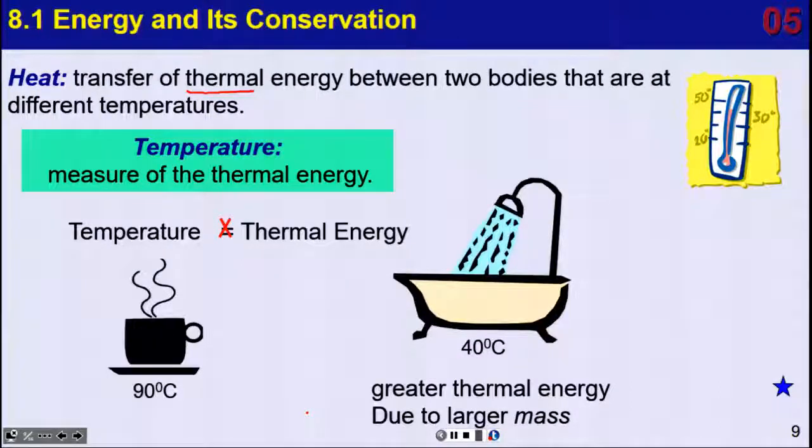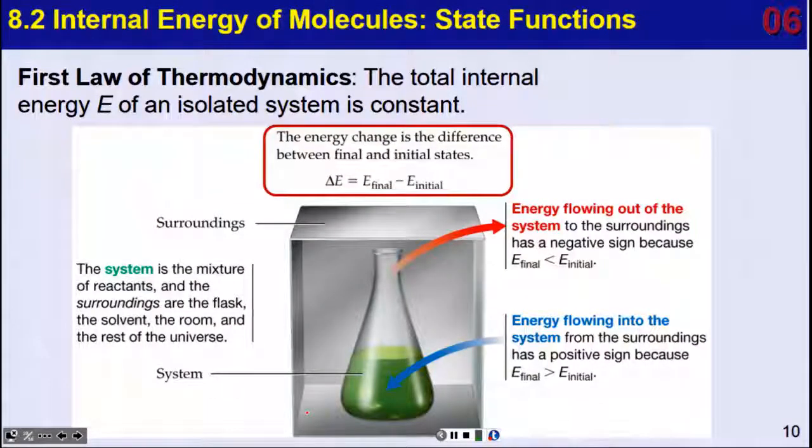to a greater thermal energy there. All right, the first law of thermodynamics is where we'll continue here. The total internal energy of an isolated system is constant. And it takes some thinking to figure out what we're going to describe here. So let's look at the diagram.